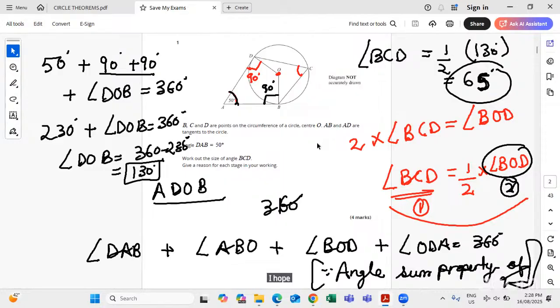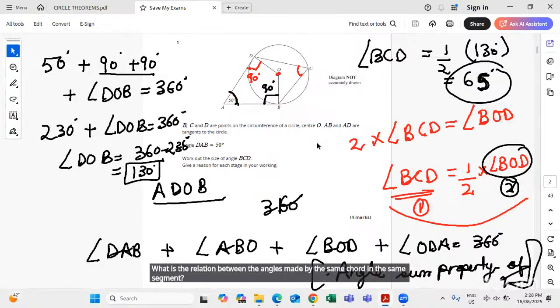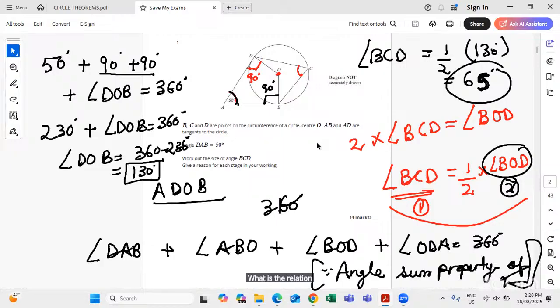I hope this is clear. So what did we do in this session? We covered four theorems related to circles. We understood what a chord is, and the meaning of segment, minor segment and major segment. What is the relation between the angles made by the same chord in the same segment? What is the relation between the angle made by the chord at the circumference and the angle made by the same chord at the center?